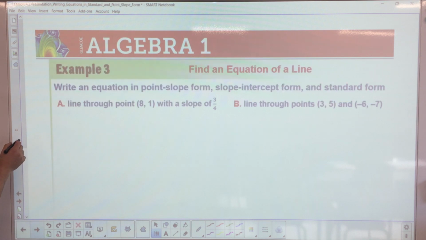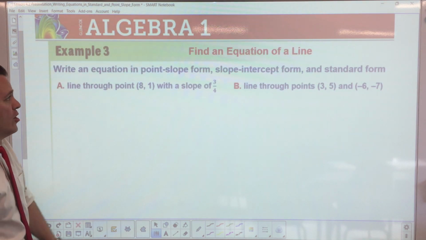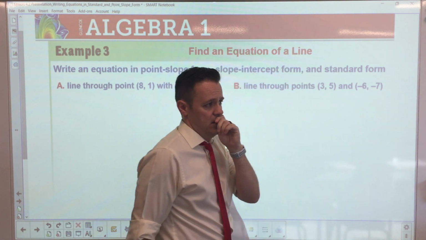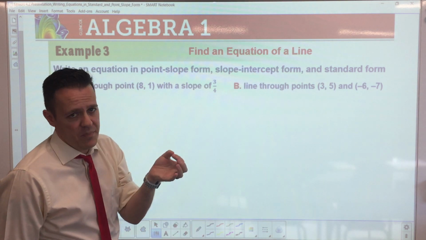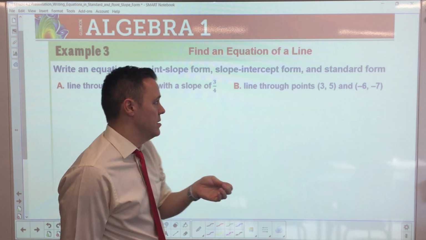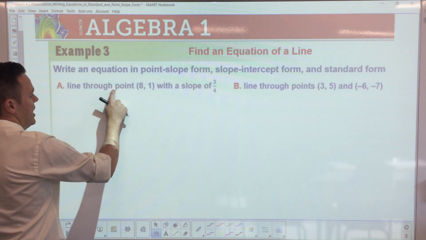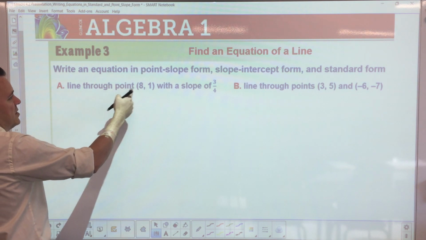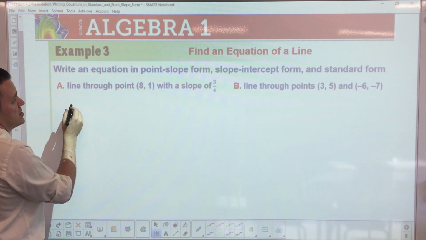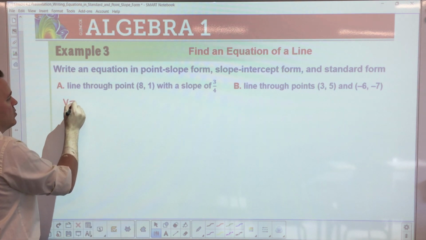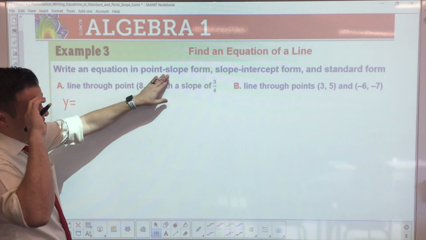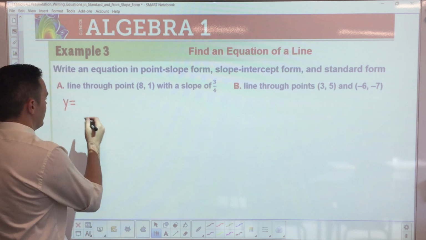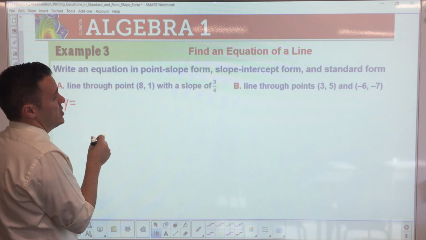Now, ladies and gentlemen, I want you to be able to write the equation in 3 different forms. Slightly complicated, a lot of math. So let's begin. Write a line through a point, 8, 1, and a slope of this. So if I'm given a point and a slope, I'm going to use the point slope form. So it's going to be y equals. Here I'm going to write an equation in point slope form, slope intercept, and standard. So this is going to be our point slope form.